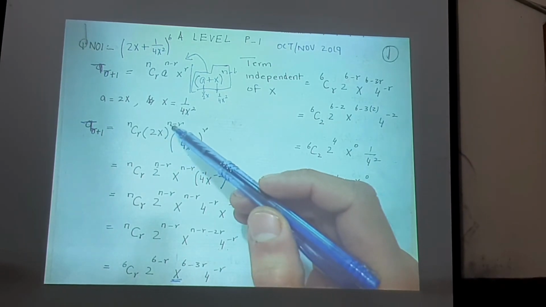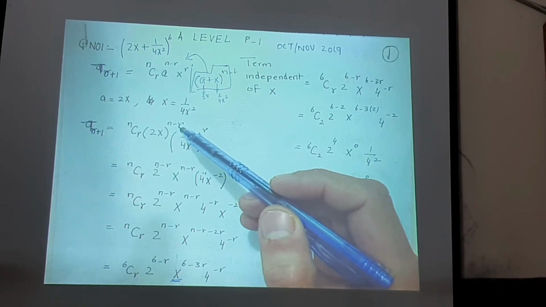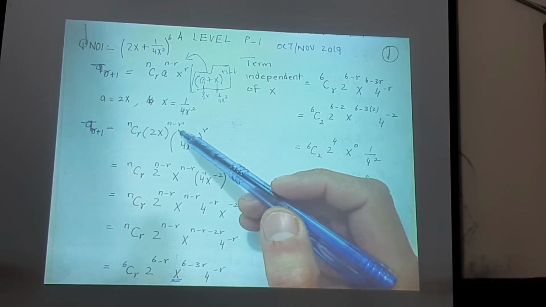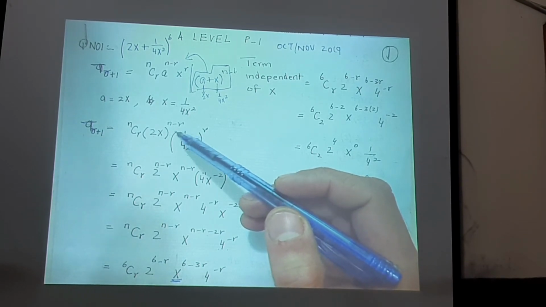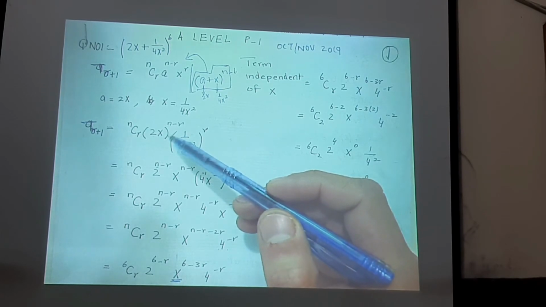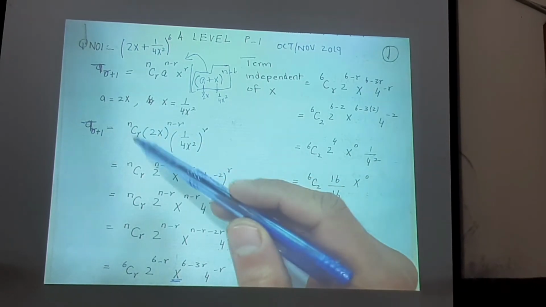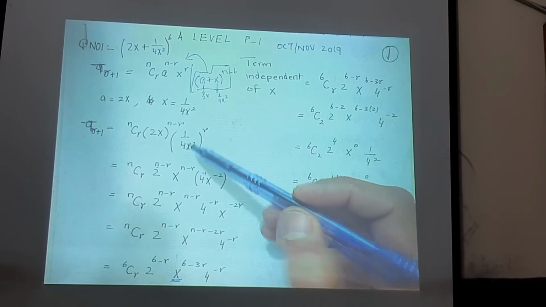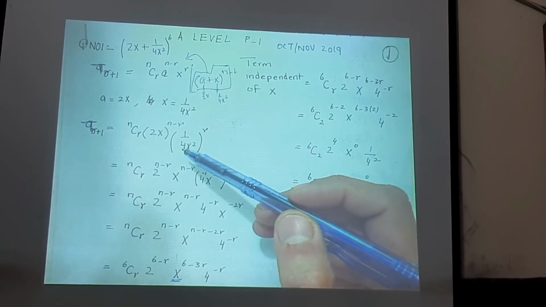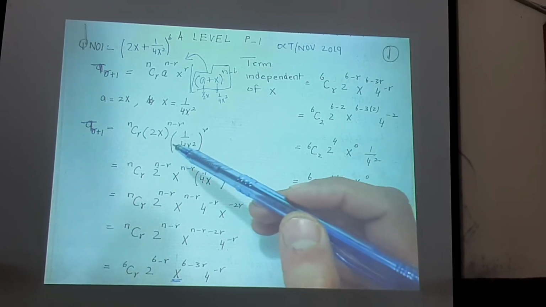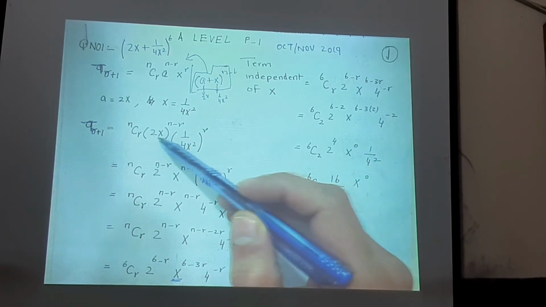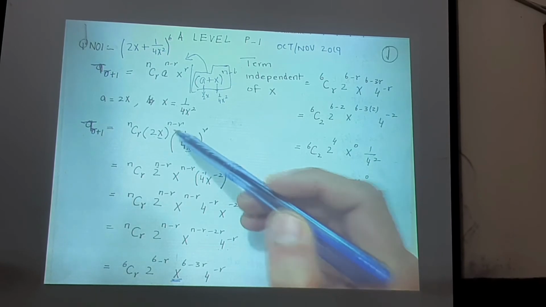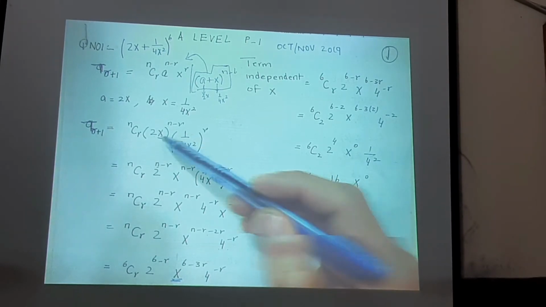Now my question was to find a term independent of x, meaning a term which doesn't have x in it. So we need to work on x in this expression, the formula for the general term. I am going to separate the powers of x here. So x is present over here, and x is present here. First of all I am going to combine both these x.